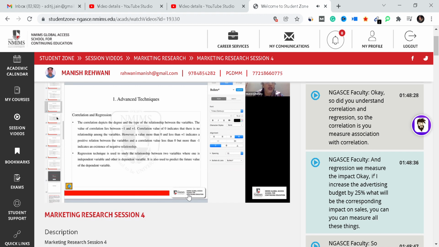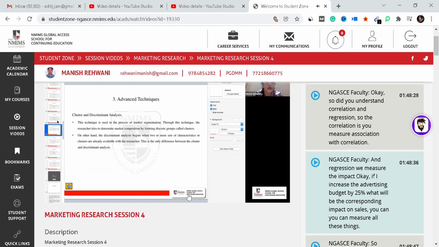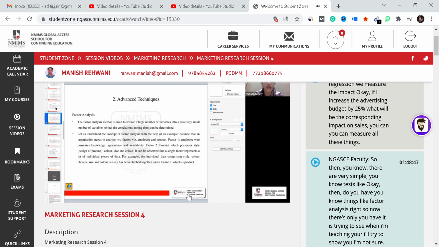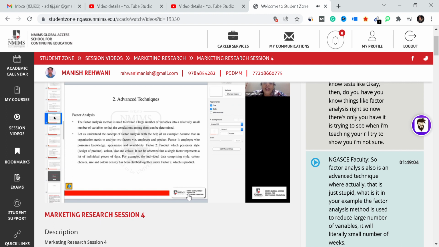Then there are very simple tests, and then you have things like factor analysis. Let us try and see when I am teaching; I'll try to show you. Factor analysis is an advanced technique. Let us just look at what is written in your example. The factor analysis method is used to reduce a large number of variables into a relatively small number of variables.